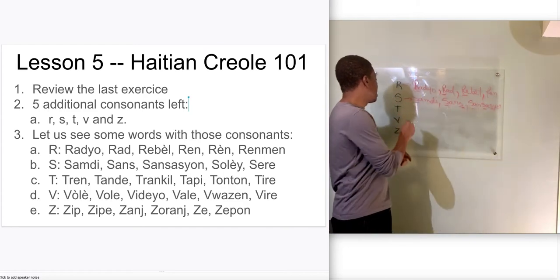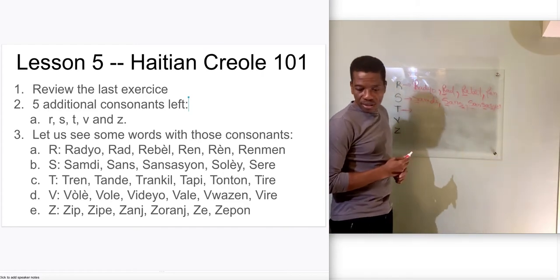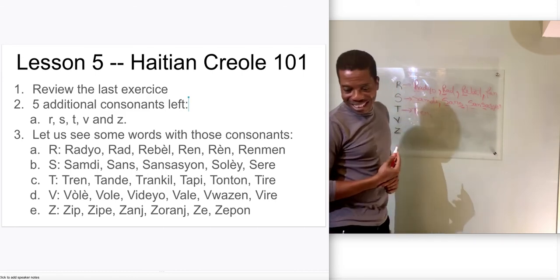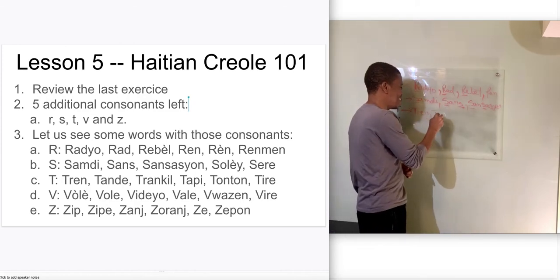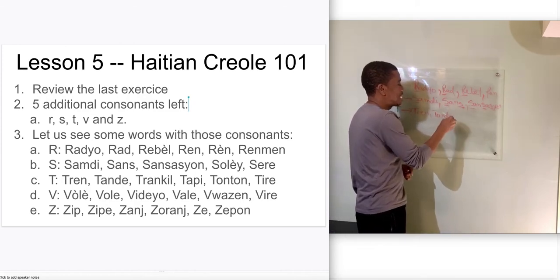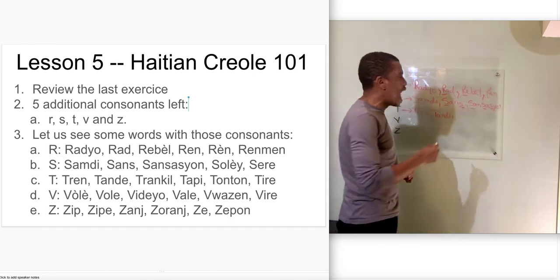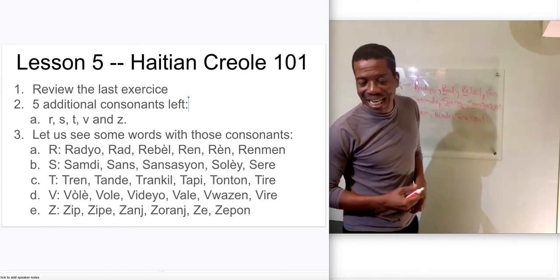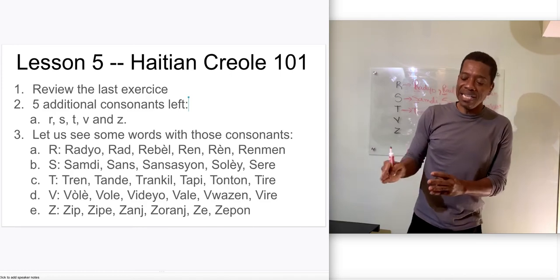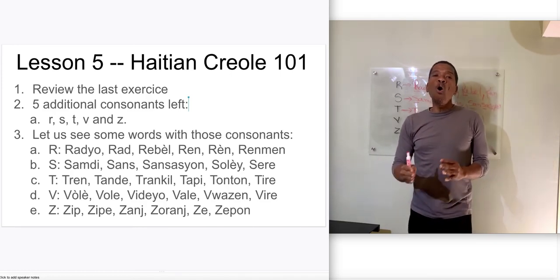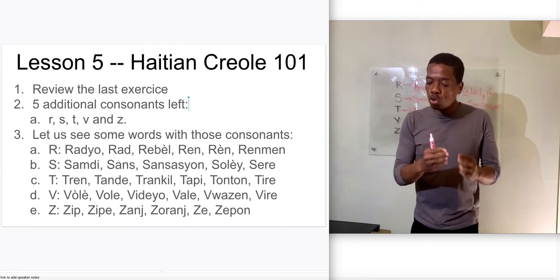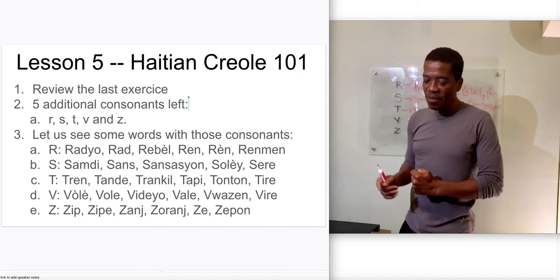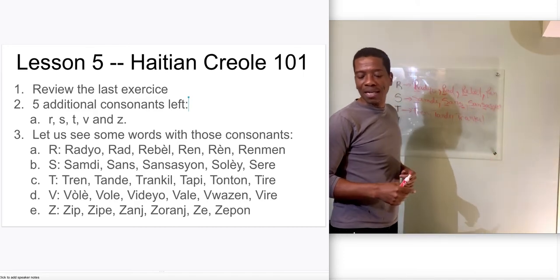The next one is T. Train. Tendez. Tranquille. Tapis. T-A-P-I. Tapis. Tonton. Tirer. T-I-R-E. Tirer. That was for letter T.